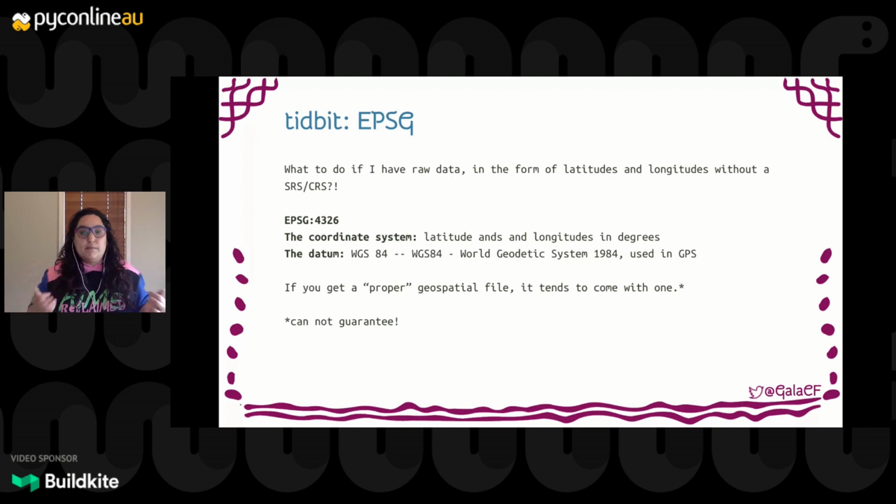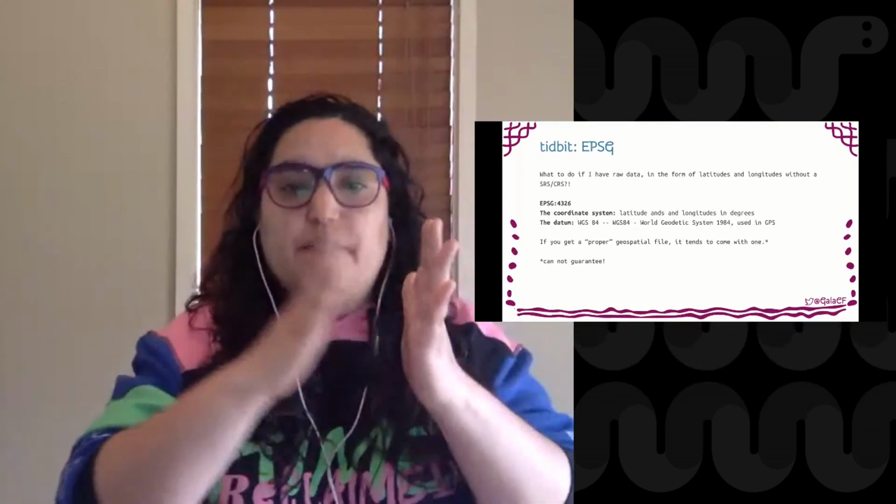Now the coordinate system here is latitudes and longitudes, and it's in degrees. So when you move, you're actually in degrees. And the datum is what we call WGS 84. And this is basically telling you that you're going to be using these latitudes and longitudes. And it kind of defines as you move.